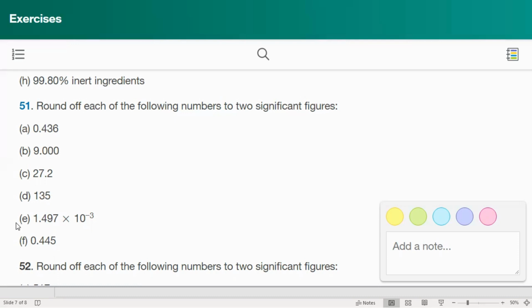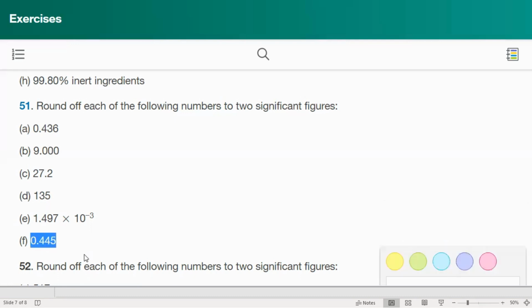This one should be easy. That should be 1.5 times 10 to the minus third. And this one should be 0.44. So we have these two significant figures here. The first insignificant figure is 5. And in that case, according to the rules, if the last significant figure is an even number, just drop the 5, provided there are no non-zero numbers after the 5.